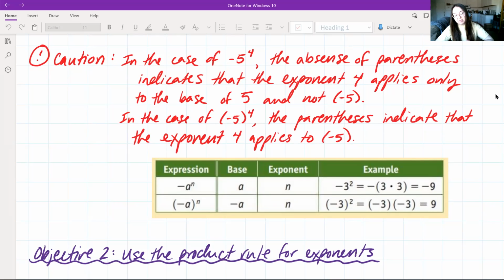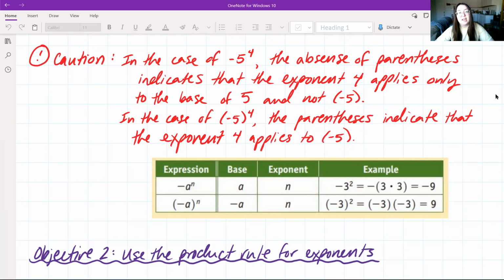So when we see expressions written as -a to the power of n, where we have no parentheses, the base is recognized as just a, the exponent is n. And so a certain example would be -3 to the power of 2 is going to be -3 times 3, so we're going to end up with -9.